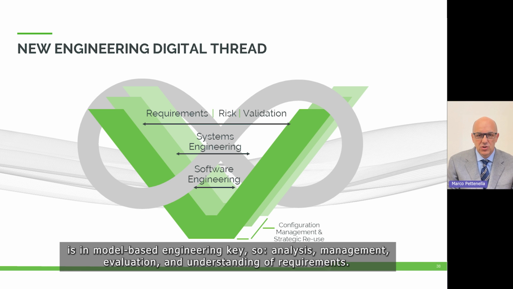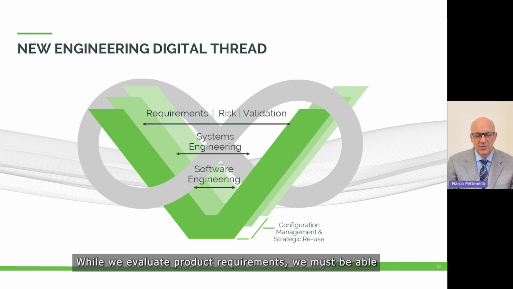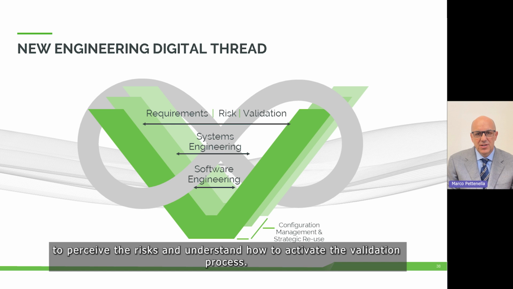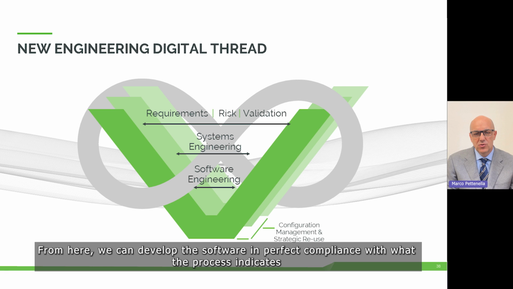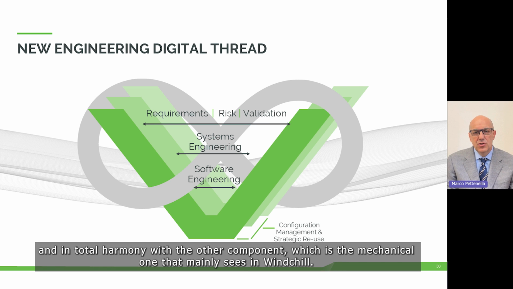So, analysis, management, evaluation, and understanding of requirements. While we evaluate product requirements, we must be able to perceive the risks and understand how to activate the validation process. From here, we can develop the software in perfect compliance with what the process indicates and in total harmony with the other component, which is the mechanical one that mainly sees in Windchill.